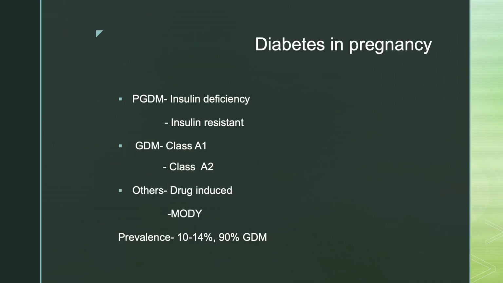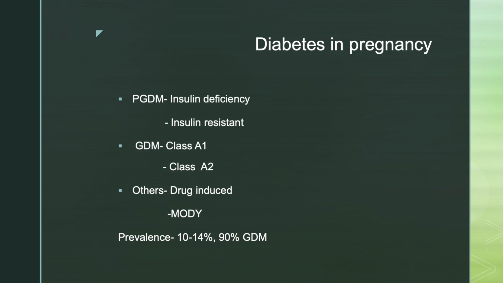Pregnant women with diabetes may be grouped into two. The first group are those who already know they are diabetic before pregnancy. We call them pre-gestational diabetes or PGDM. They may be either insulin deficient or type 1 diabetic, which may be a few, and the majority may be insulin resistant or type 2 diabetes.